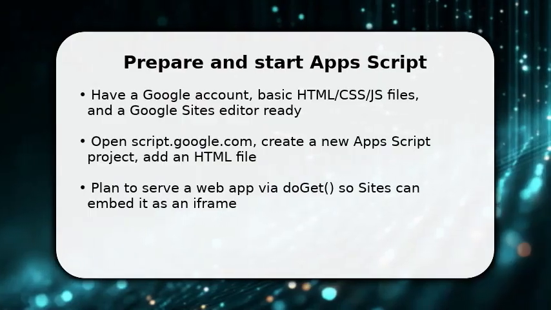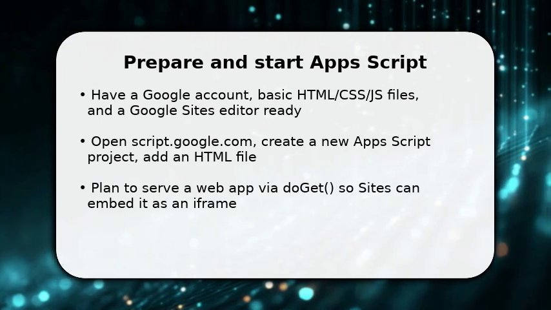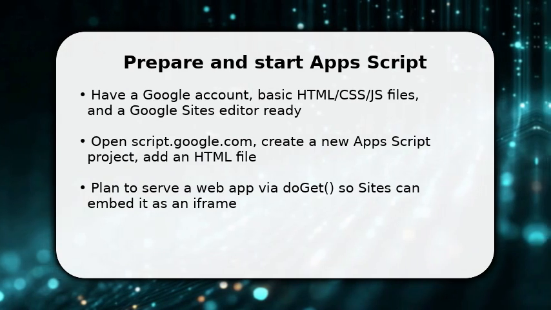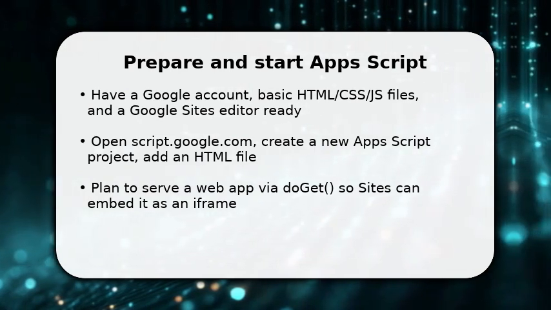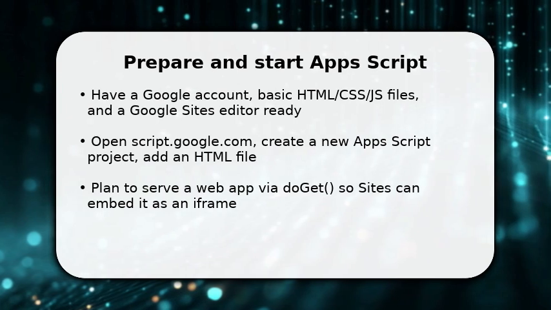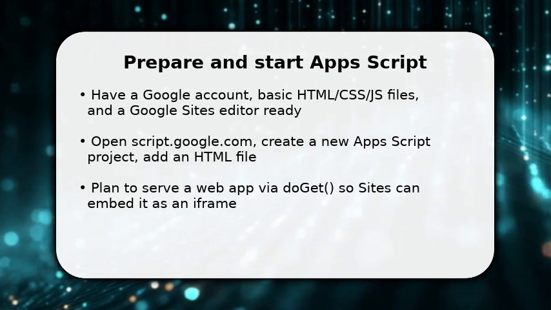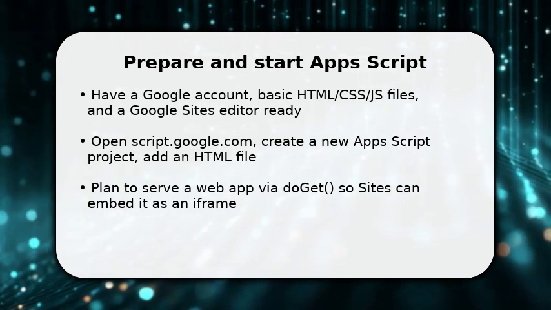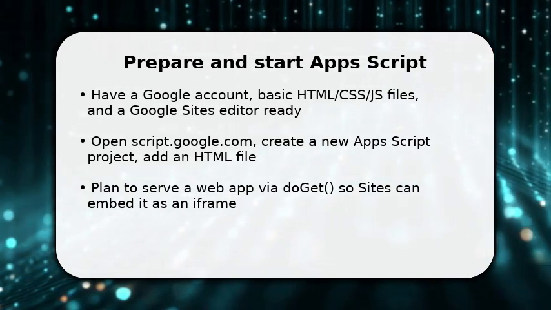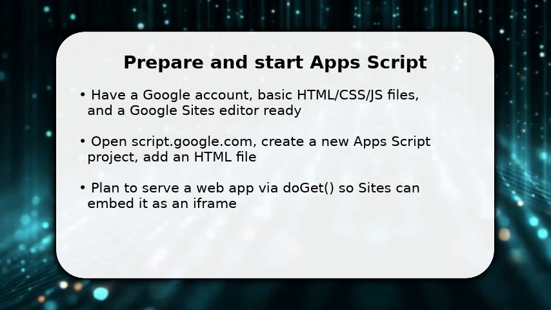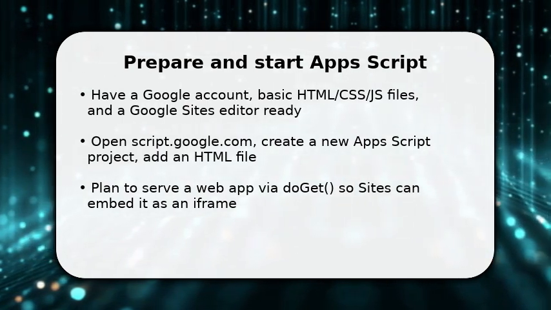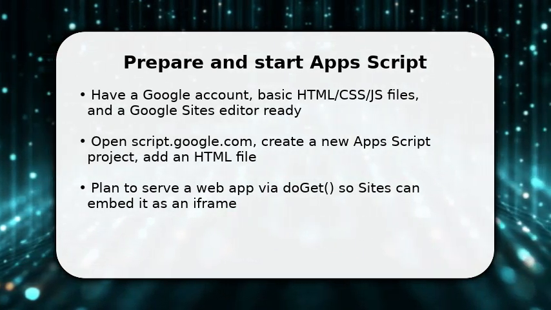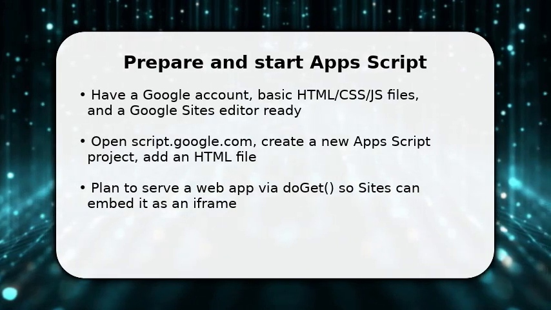You begin by creating a Google Apps Script project because new Google Sites does not accept arbitrary client JS. Open script.google.com, make a new project, then add an HTML file named index or similar. In code.gs, write a simple doGet that returns your HTML via HtmlService, createHtmlOutputFromFile. Do this now so you can host dynamic code under a secure HTTPS URL. Once done, you'll deploy a web app that sites can embed safely and consistently.